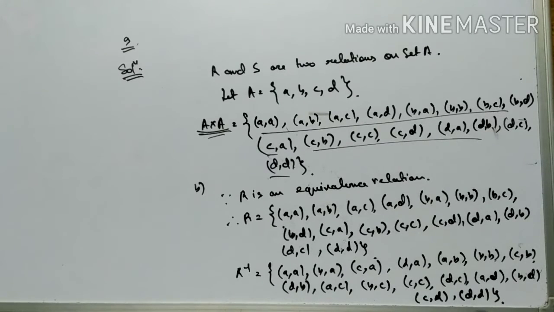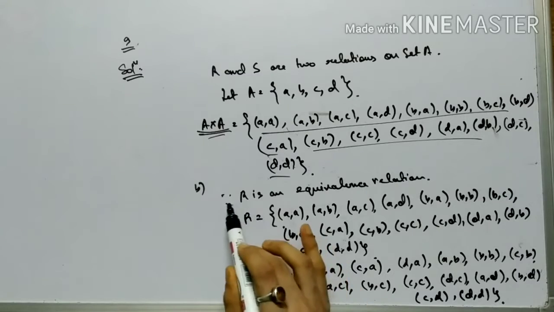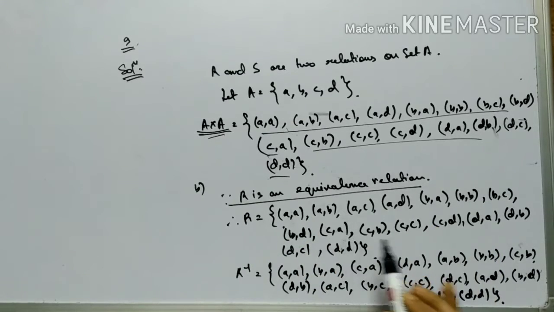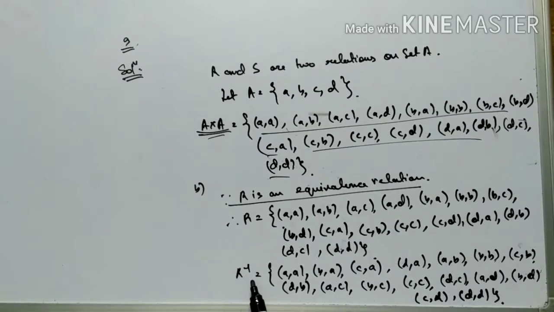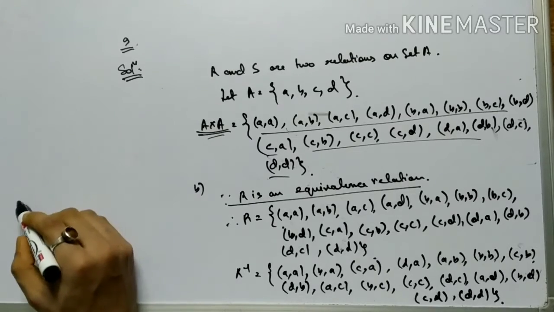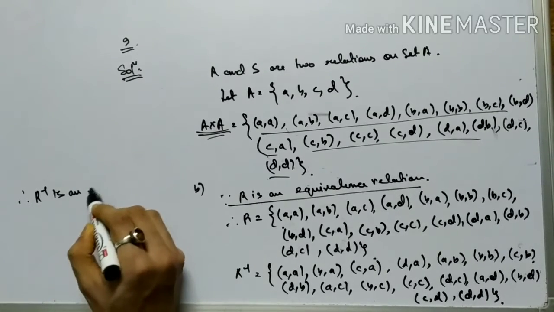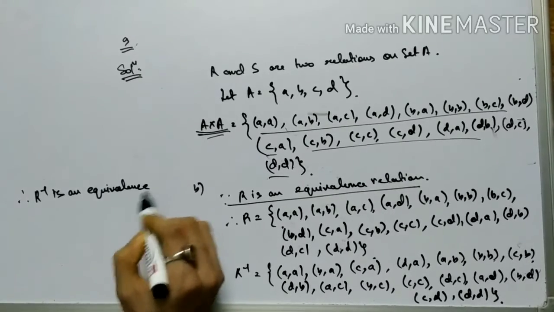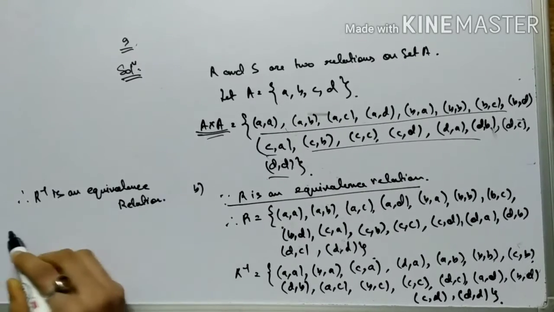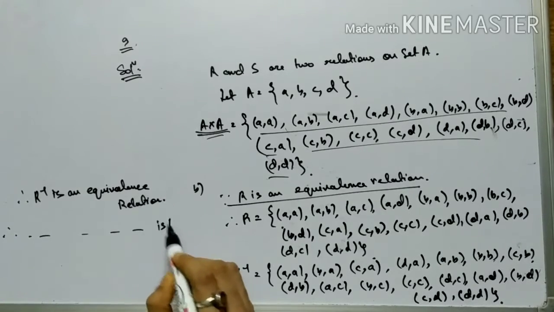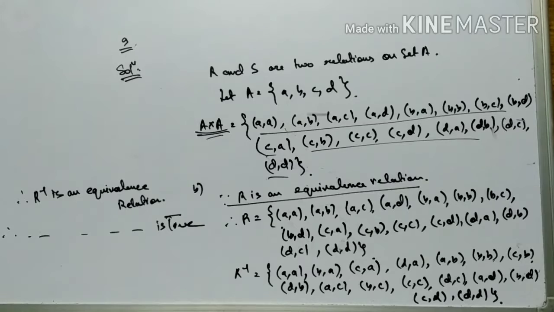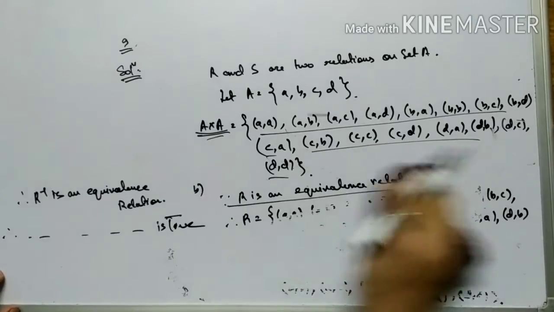Now R inverse will also be an equivalence relation only. R is an equivalence relation, that means R will be reflexive, symmetric and transitive, and R inverse will also be reflexive, symmetric and transitive. So therefore you can write R inverse is an equivalence relation. Therefore the following statement is true. Okay, this is number B. Next I will show number C solution.